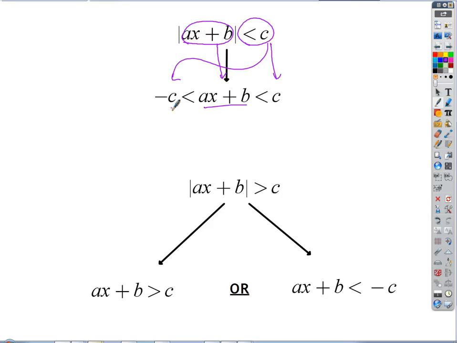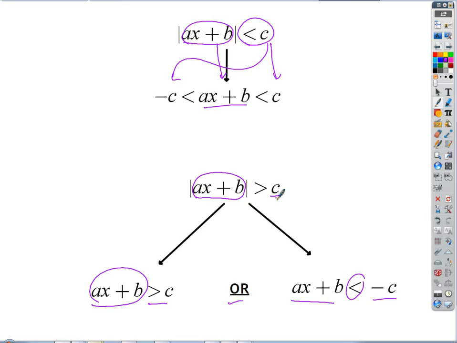The other scenario is when we have an absolute value expression isolated on one side of an inequality that's greater than a number. If that's the case, we make a different kind of trade. Then we say that the argument of the absolute value function, whatever's inside the absolute value bars, is either going to be greater than the number c, or it's going to be less than the opposite of the number c, the negative version of c. And then we'll just solve both of those separately.